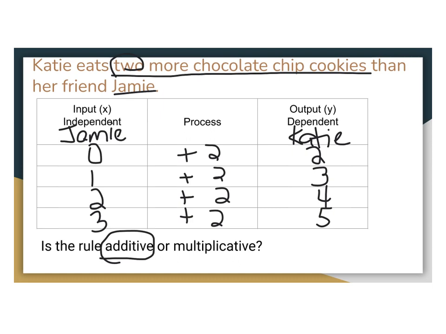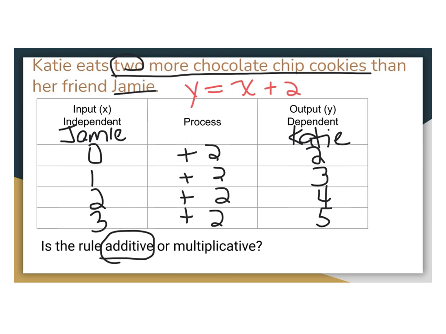Now I'm going to go ahead and determine how to write my equation, my generic equation. And remember, you could input any x to give you an output. So that's my generic equation. So in this case, I'm going to go ahead and write y equals, and what did I do to x? I added 2, so x plus 2. So in this case, my equation is y equals x plus 2. It is an additive relationship because Katie is eating 2 more cookies than Jamie is.